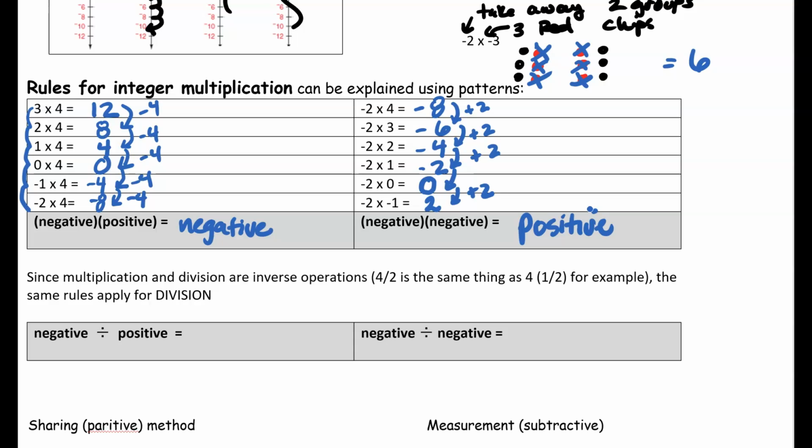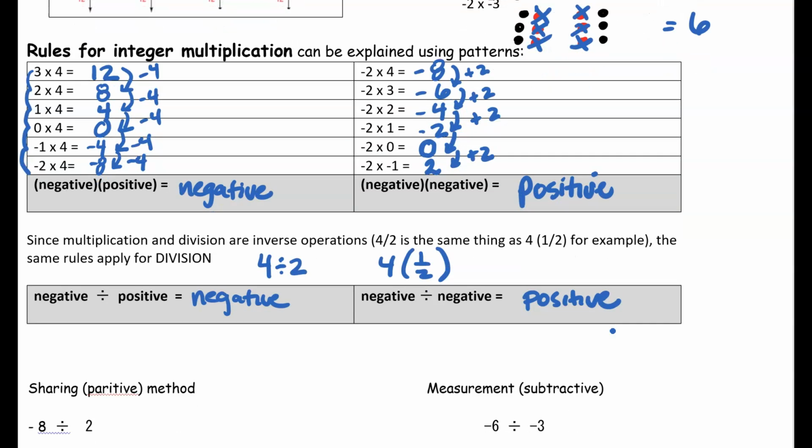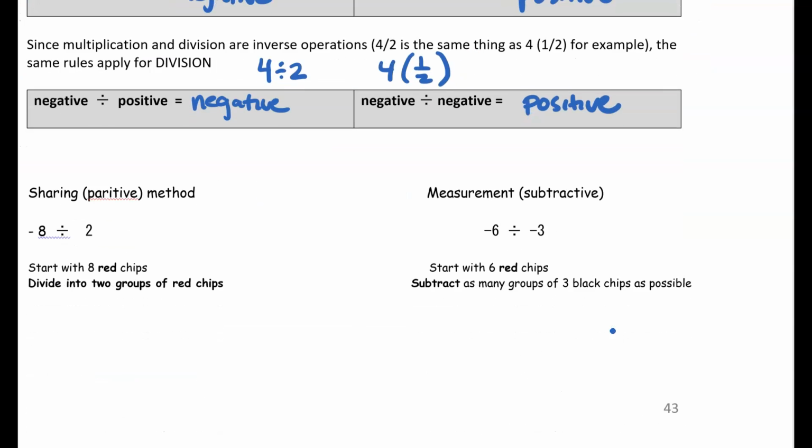And then since multiplication and division are essentially inverse operations, meaning like 4 divided by 2 is the same thing as 4 times 1/2, those are the same thing. You end up getting 2 in either answer. Then the rules for division are the same. So negative divided by a positive is a negative answer, and then a negative divided by a negative is a positive answer.